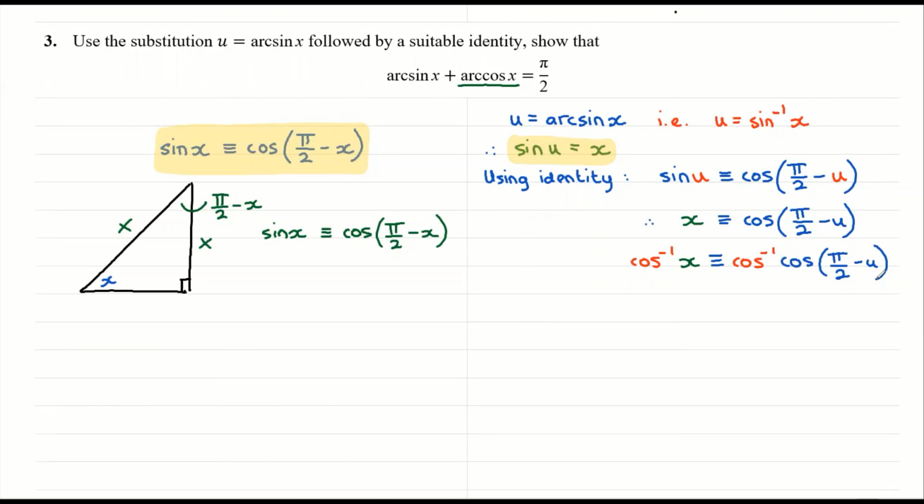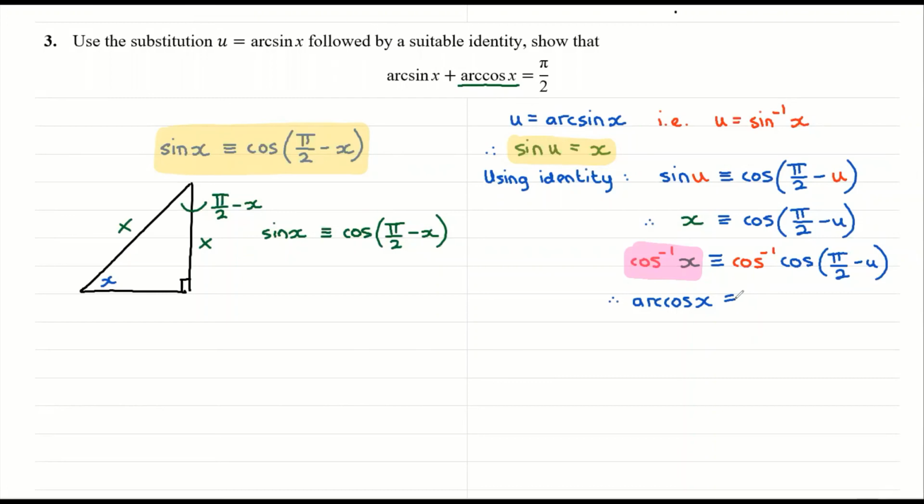Now, on the left-hand side, this cos to negative 1 of x is what we call arccos x. So I can now bring in that. So therefore, arccos x is equal to, because we've called the u a specific thing, haven't we? So I should drop the identity now.